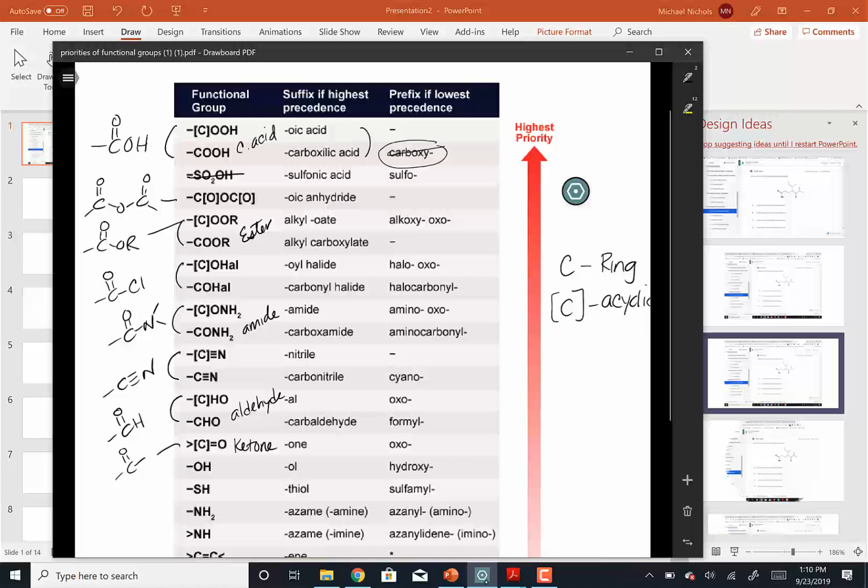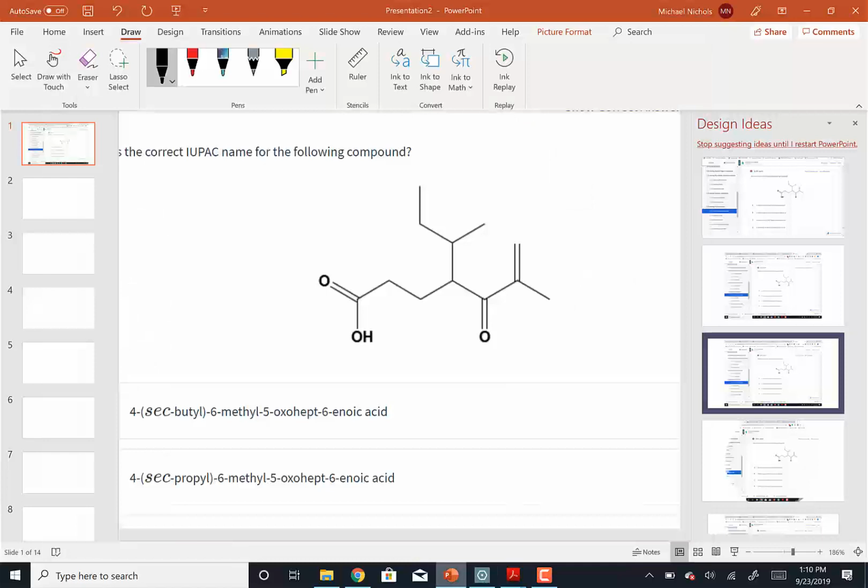All right. Now, let's go back to this problem. What we need to do is find the longest continuous carbon chain that contains as many of our priority functional groups as we can get. Now, what is not a priority functional group? Alkoxys, halogens, and alkyl groups. There's no alkoxy here, so we don't have to worry about that, as there's no ether.